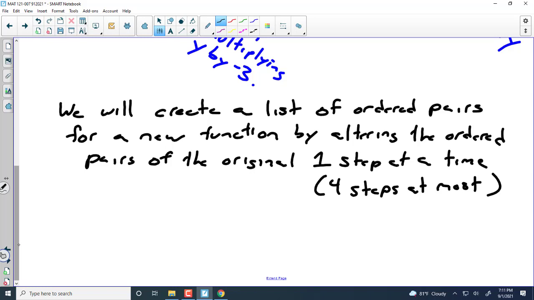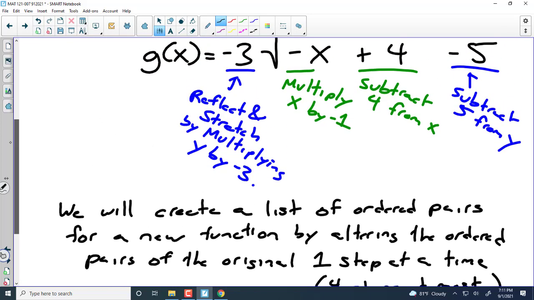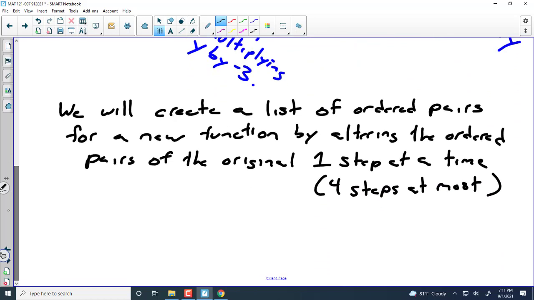Yeah? Did you say the negative was the reflection or the stretch? The negative is the reflection, the 3 is the stretch. Maybe I said it wrong, I apologize. I just didn't catch it. Yeah, negative is the reflection, 3 is the stretch.